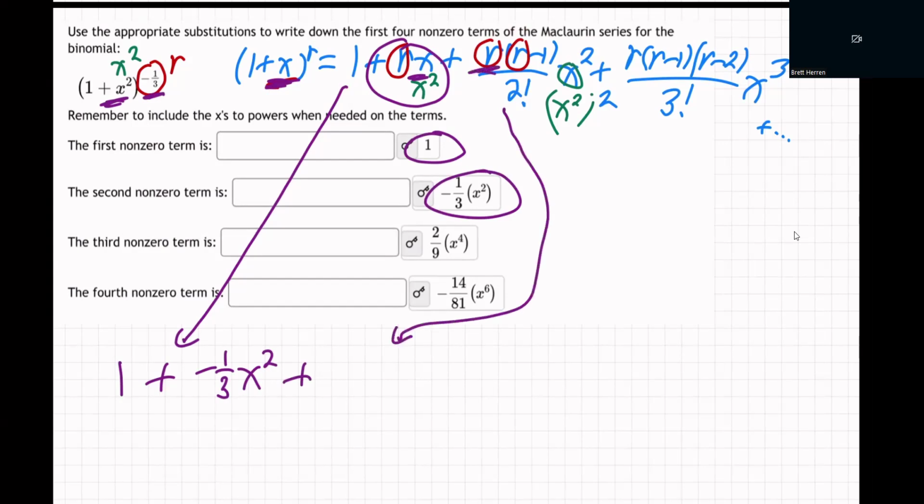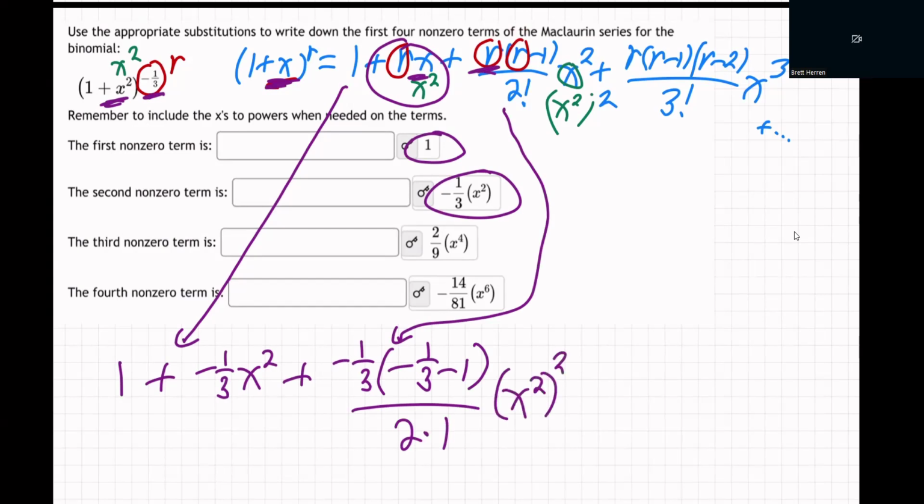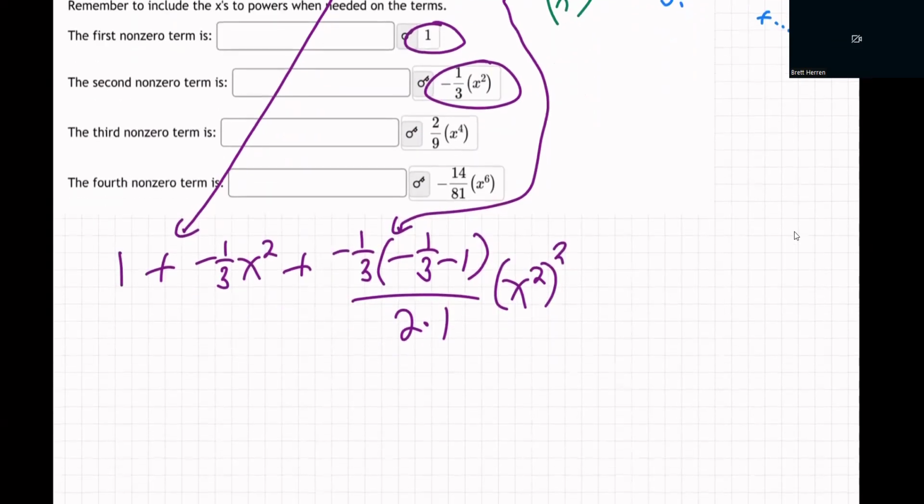Plus, now the third term will be this, which is what? Where we see r, that's minus 1/3 times r minus 1, minus 1/3 minus 1 over 2 factorial, which is 2 times 1, times x squared, but the x is x squared squared. So you know that's going to be x to the fourth, clearly. But what's all this? Well, it's whatever Desmos says it is. I'm just going to go minus 1/3 times minus 1/3 minus 1 over 2. So let's go to Desmos.